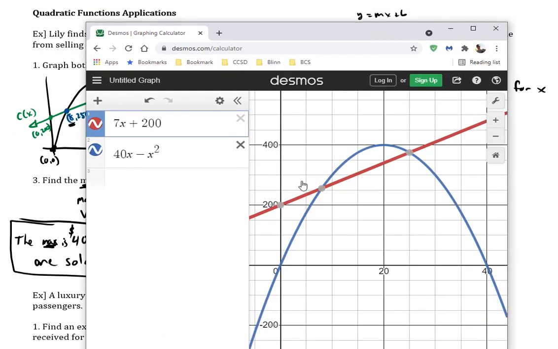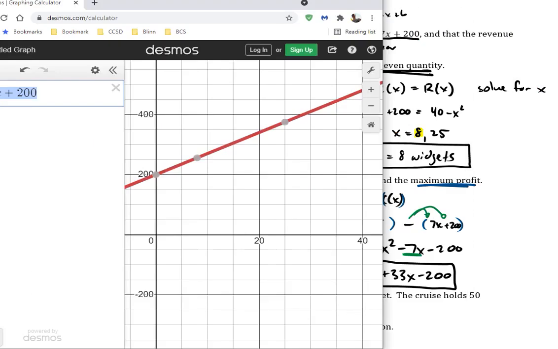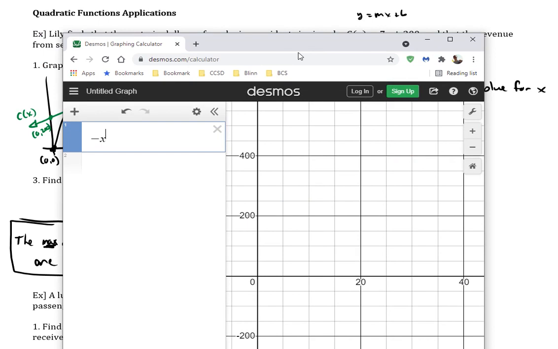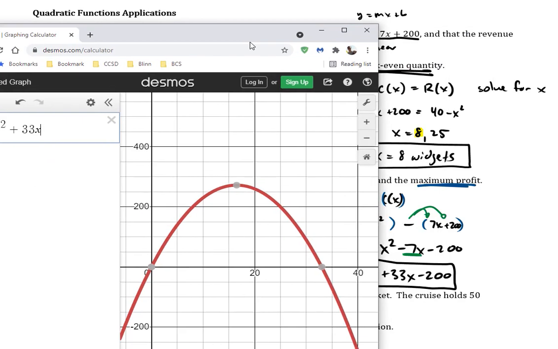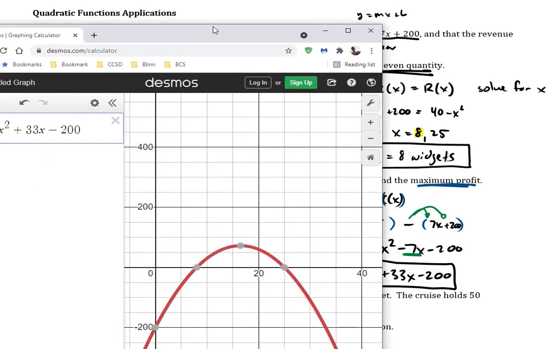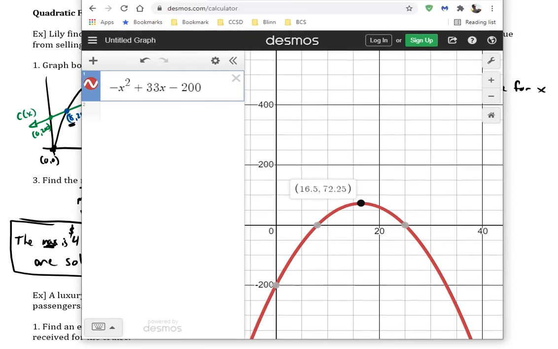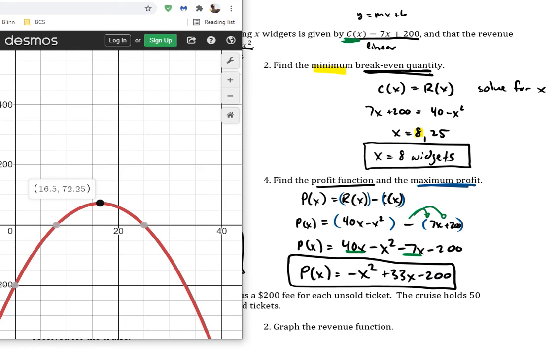Okay, so let's go ahead. I think I'm done with these. And let me type in this new equation. So the negative x squared plus 33x and then minus 200. Okay, so there's our parabola. And now I've got to look at the vertex. Well, the graphing calculator gives me the vertex. It's right here. So we've got 16 and a half is the x value, 72.25 is the y value. Okay, so it looks like the maximum profit.